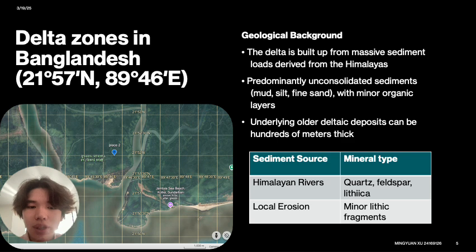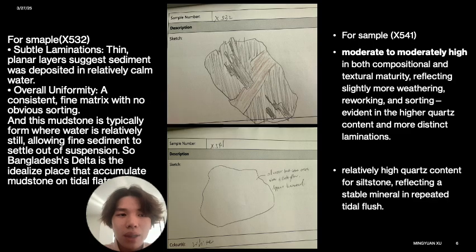Next we shift our focus to the deltaic environment of Bangladesh. Here, the Ganges and Brahmaputra Rivers deliver tremendous amounts of sediment, mainly fine granite silt and fine sand from the Himalaya. The massive sediment load builds the delta, which is further modified by tidal action. Before we talk about tidal action, we should talk about rock types at first.